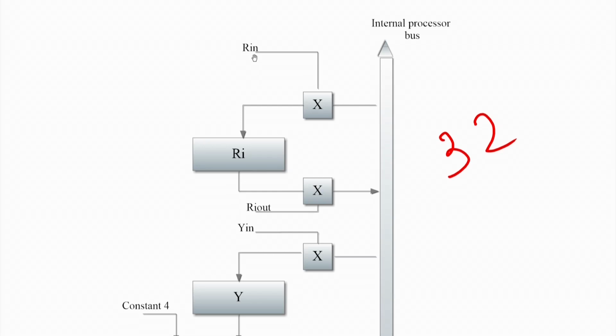Rin 1 for R1 has to be made 1, Rin 1 for R2 has to be made 1, and Rin 1 for R3 has to be made 1. So, in this case, all the registers will be enabled in a read mode. So, 32 will go to R1, R2 and R3.